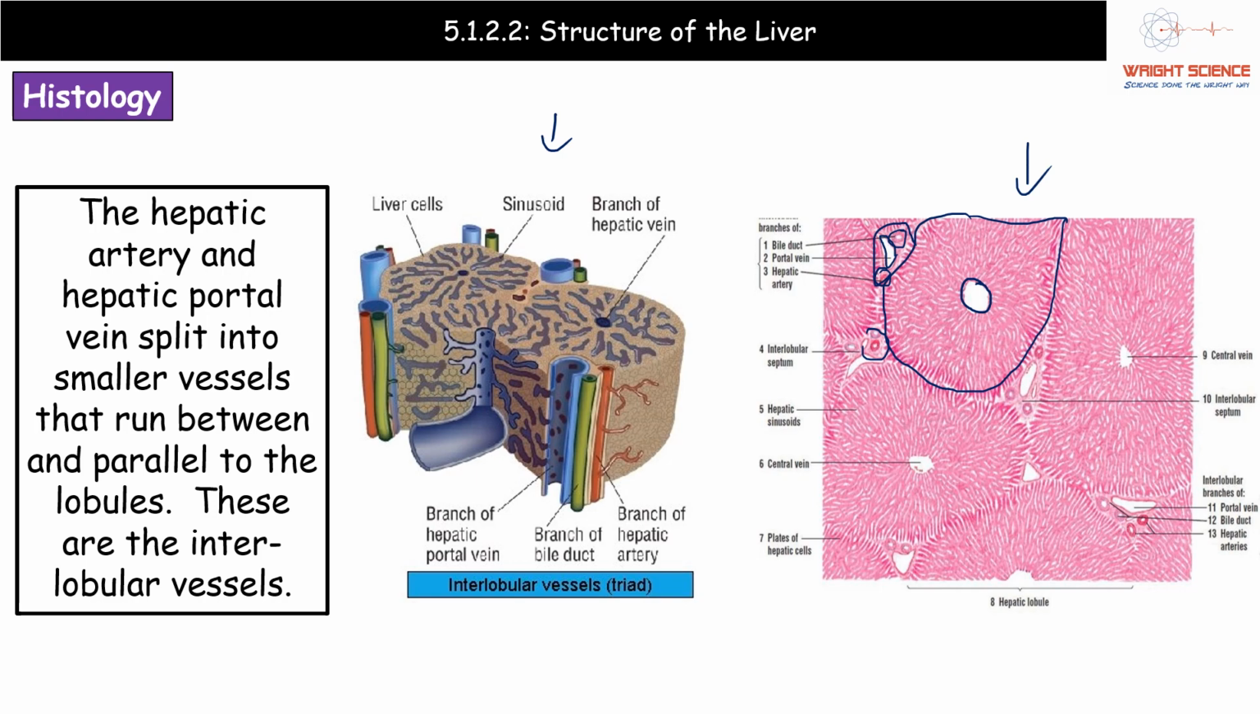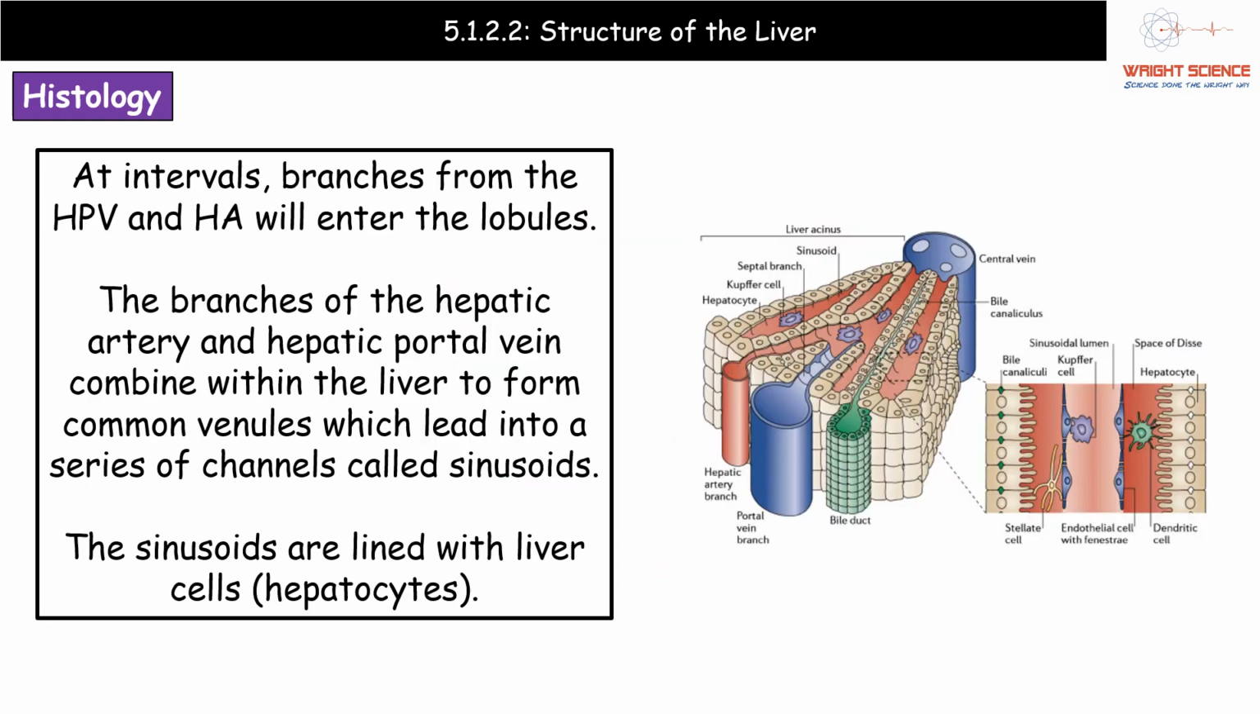And we can see those scattered throughout the actual structures in the microscope image. So we've got our hepatic portal vein, hepatic artery. They branch into these smaller sections that then run parallel to our little lobules. And what we're then going to find is that at intervals we get these little branches from the hepatic portal vein and the hepatic artery entering the lobules themselves.